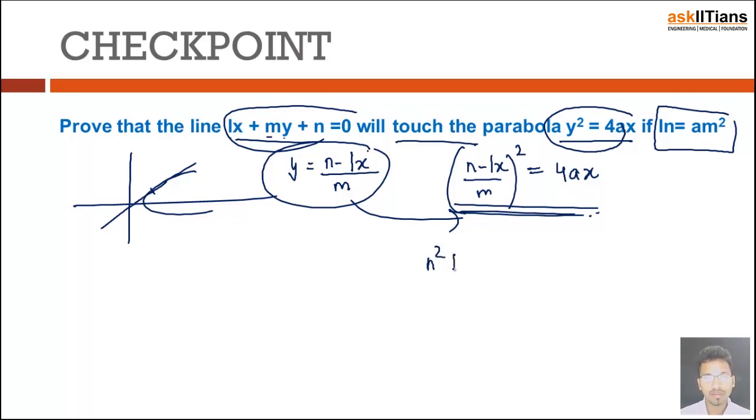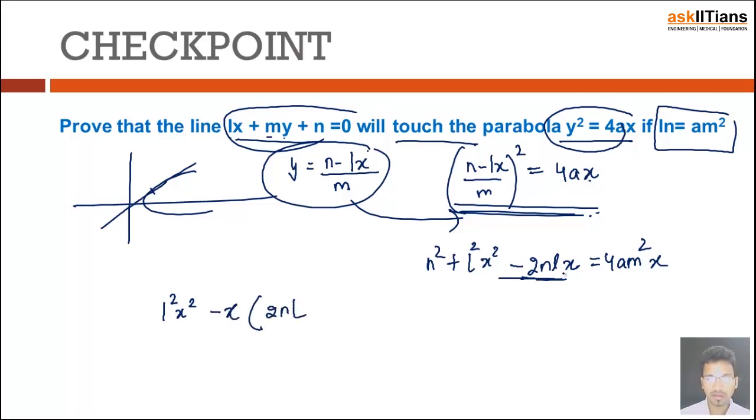So this will be n square plus l square x square minus 2nlx, and m square I'll take here, 4am square x. So now when I take x square on one side, this will be l square x square. Now from here I am taking x common, minus x common, so it will be 2nl, and when I bring it on this side I will be left with 4am square. Now this is the remaining term, n square equal to 0.